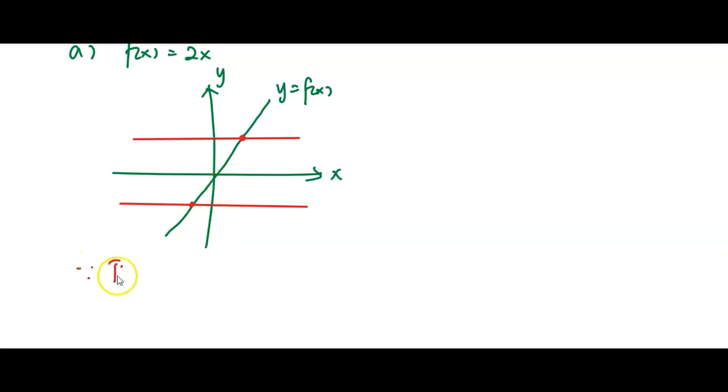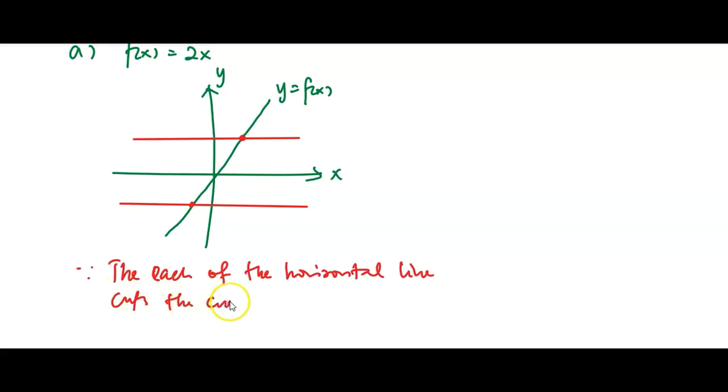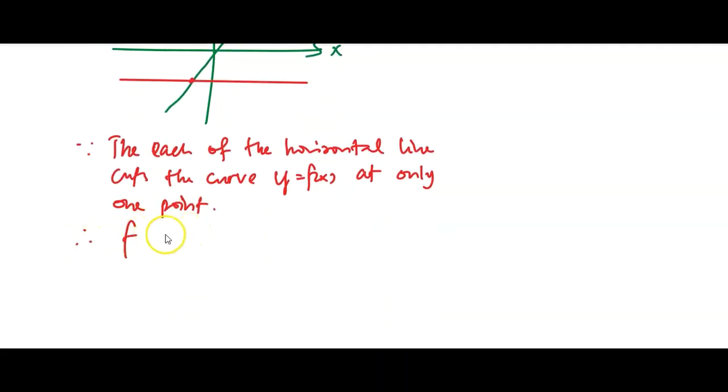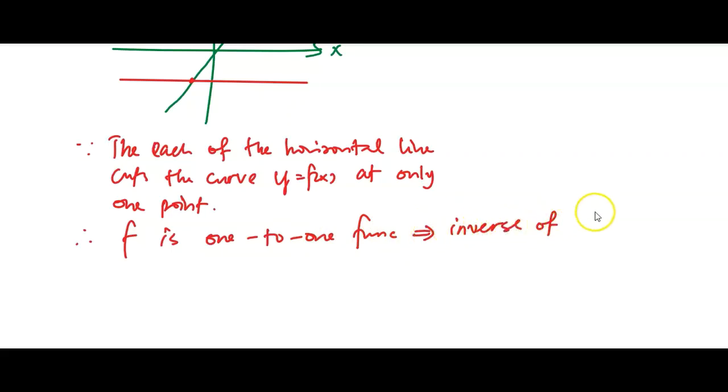It says that since each of the horizontal lines cuts the curve y equals f(x) at only one point, therefore we say that it is a one-to-one function. Therefore f is a one-to-one function. And since it is a one-to-one function, we say that the inverse of f exists.